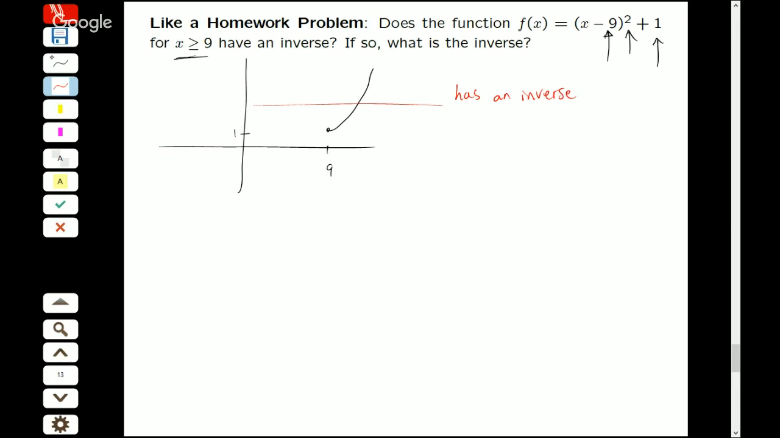Now, let's find the inverse. So that means I have to write y is equal to (x minus 9) squared plus 1. Interchange x and y. So x is equal to (y minus 9) squared plus 1. Subtract the 1. Now what should I do? How about square root to get rid of that square? Which means I need a plus or minus. That square and that square root are going to go away.